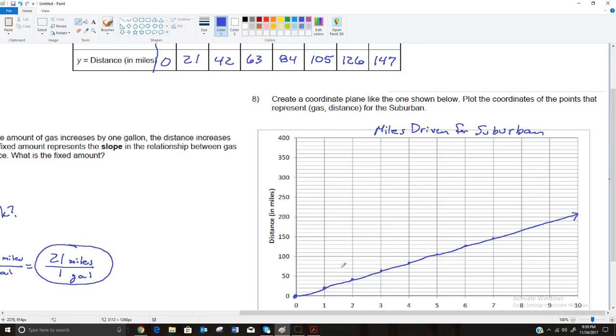And that consistent rate in an algebra class, and we're going to talk about it here in just a little bit, is called the slope. It's how fast it goes up, what the slope of the line is. So it slopes 21 miles for every additional gallon. So this goes up 21 miles for an additional gallon, up 21 miles for an additional gallon. So we would say the slope of this line is 21.